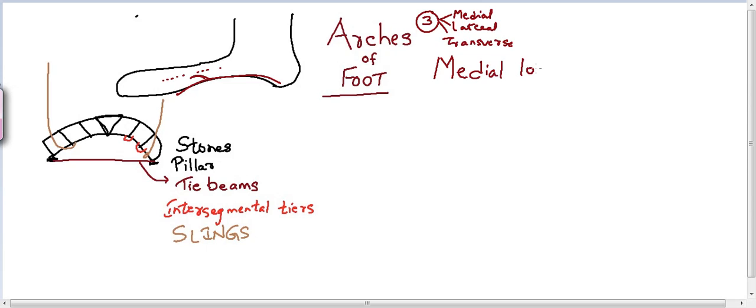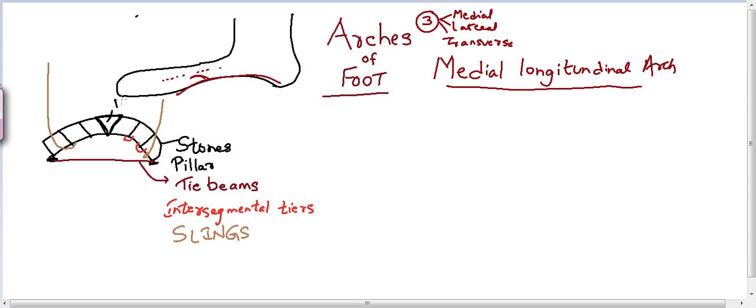Before going to the medial longitudinal arch of the foot, let us understand, just write the heading. Before going into the actual arch, let us understand what I have already written over here. This is an engineering arch, in which we can see the stones. There are many stones, out of which one stone is wedge shaped and it is called the keystone.